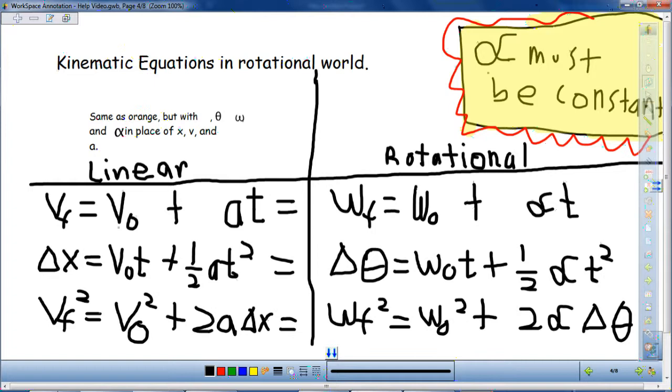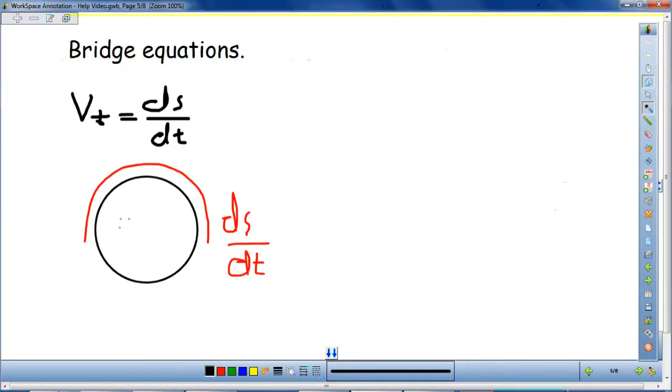And yeah, you're going to want to use these for all kinematic calculations with rotation. And here is a bridge equation for going from linear motion to circular. Your tangential velocity, which is going around the outside, is of course change in position over change in time. And this brings up something interesting.